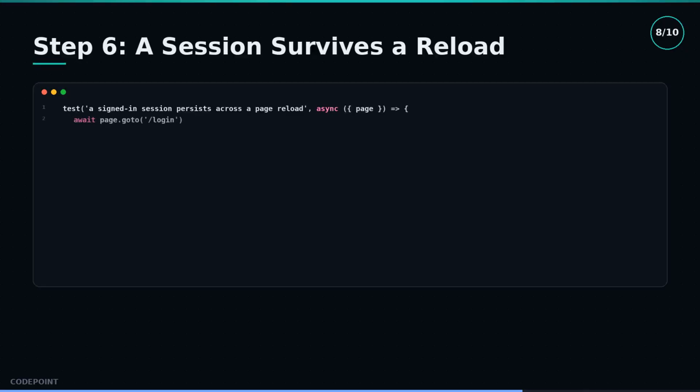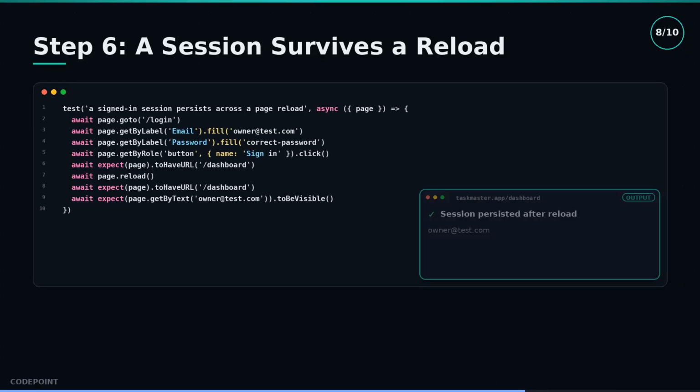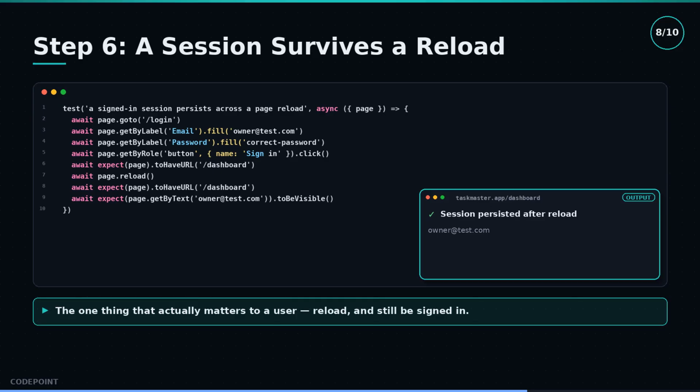Step 6. A session survives a reload. Test a signed-in session persists across a page reload, async page. Await page goto /login. Await page getByLabel email .fill owner@test.com. Await page getByLabel password .fill correct password. Await page getByRole button, name sign in, click. Await expect page toHaveURL /dashboard. Await page reload. Await expect page toHaveURL /dashboard. Await expect page getByText owner@test.com to be visible.